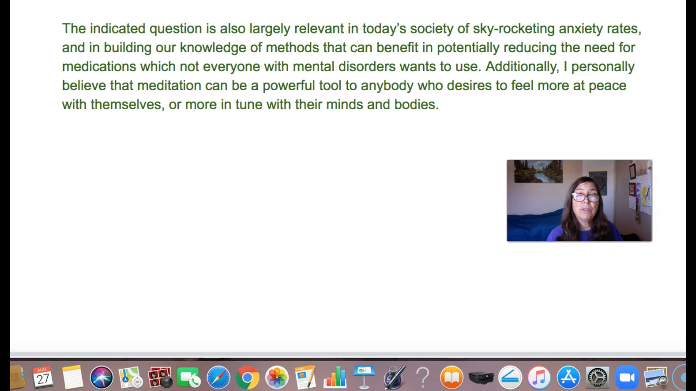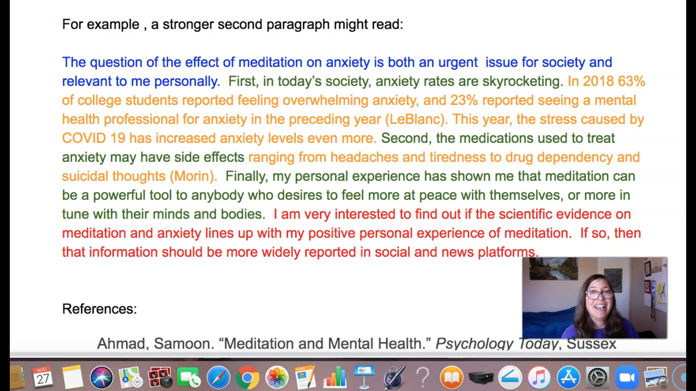So an improved second paragraph might read, and please note that before I was able to write this revised second paragraph, I did have to Google some information so I could find some good examples. But here's how it might go. The question of the effect of meditation on anxiety is both an urgent issue for society and relevant to me personally. That was our topic sentence. First, in today's society, anxiety rates are skyrocketing. In 2018, 63% of college students reported feeling overwhelming anxiety, and 23% reported seeing a mental health professional for anxiety in the preceding year, LeBlanc.